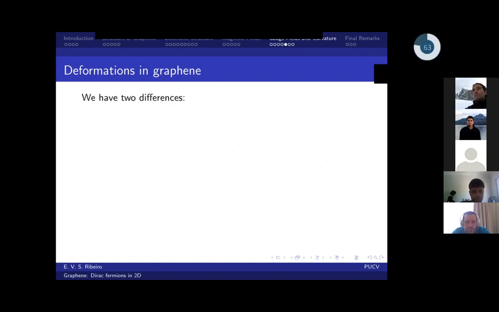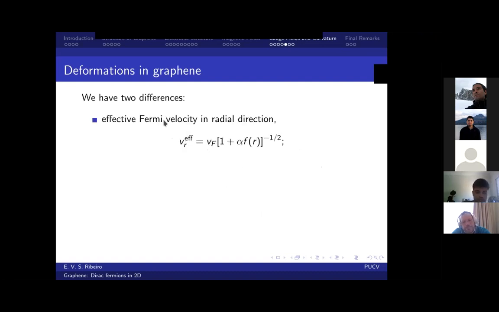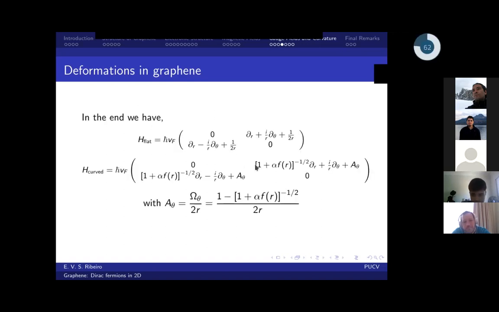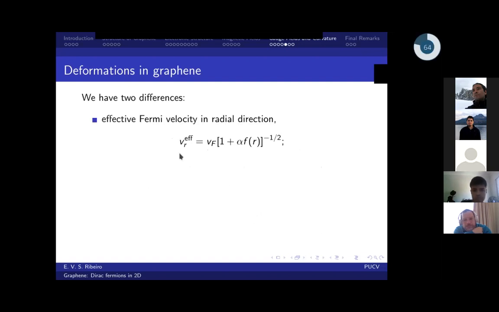The first thing we can see comparing the two Hamiltonians is that we have an effective Fermi velocity in the radial direction. To be more clear, we can factor out this term here, and it will accompany the Fermi velocity, but this is dimensionless. So in the end, we are modulating the Fermi velocity in the radial direction. In fact, it will be smaller, closer to the deformation than it is in the plane part of the sheet.